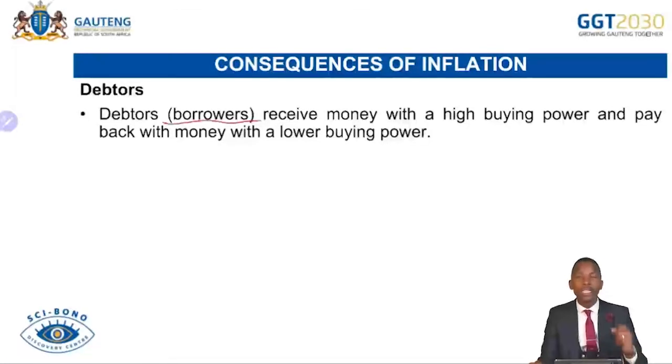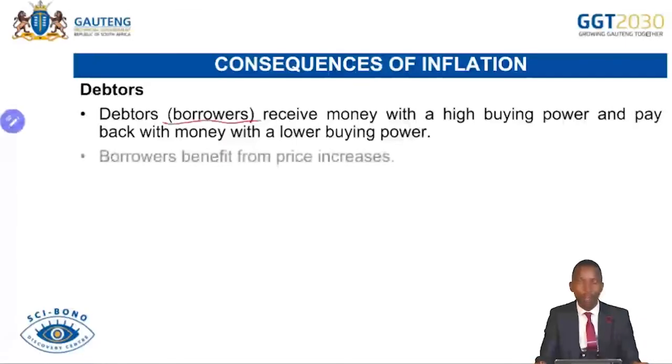That leads to debtors benefiting at the expense of creditors, because as creditors they receive this money back as a payment with lower buying power, meaning it can afford fewer goods and services. Debtors or borrowers receive money with higher buying power and pay back with lower buying power to their creditors. Borrowers benefit from price increases as they receive the money in the form of a loan with more buying power and pay it back in future with less buying power.